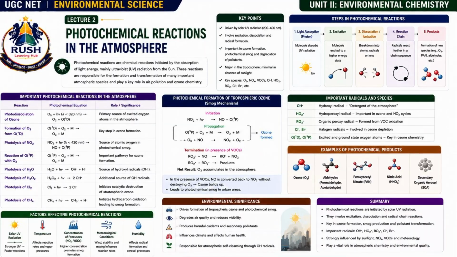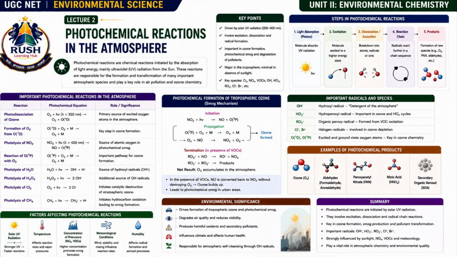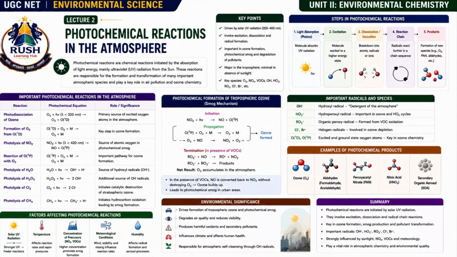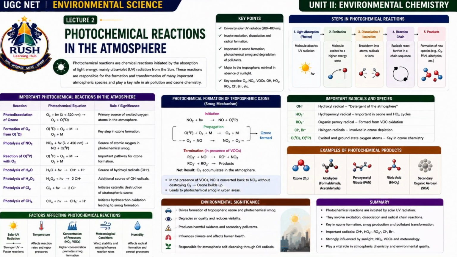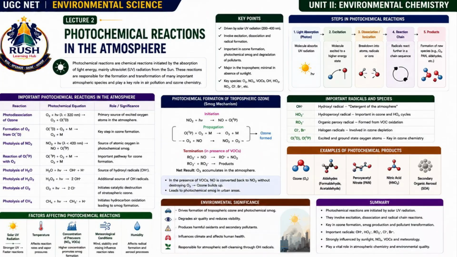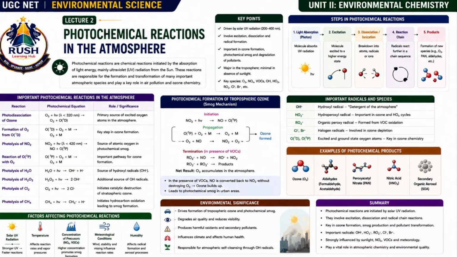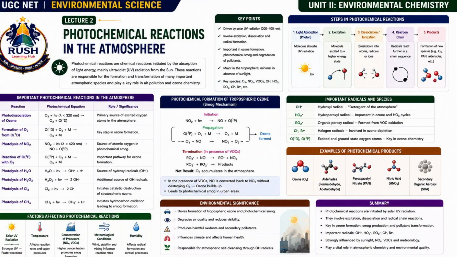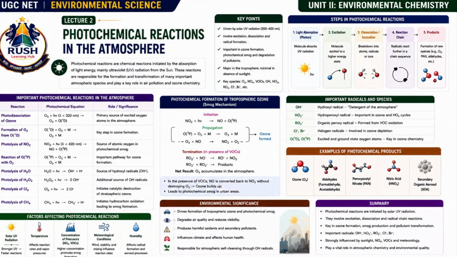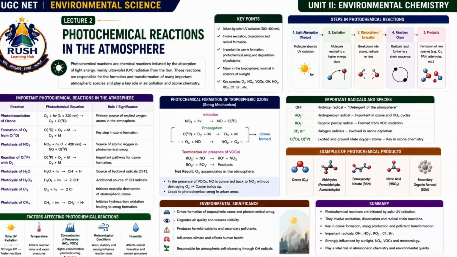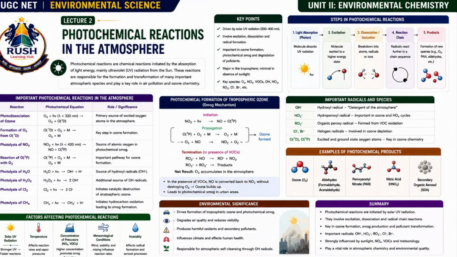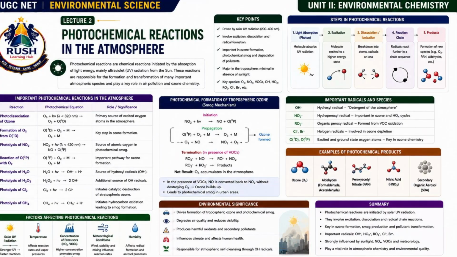These reactions are responsible for the formation of ozone, free radicals, photochemical smog, secondary pollutants, and many atmospheric oxidation processes. In fact, photochemical reactions control a large portion of atmospheric chemistry occurring during daylight hours. Let's begin by understanding the basic principle.